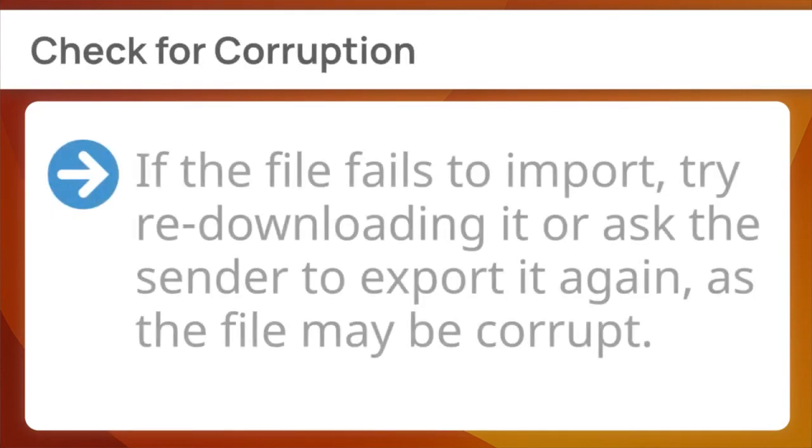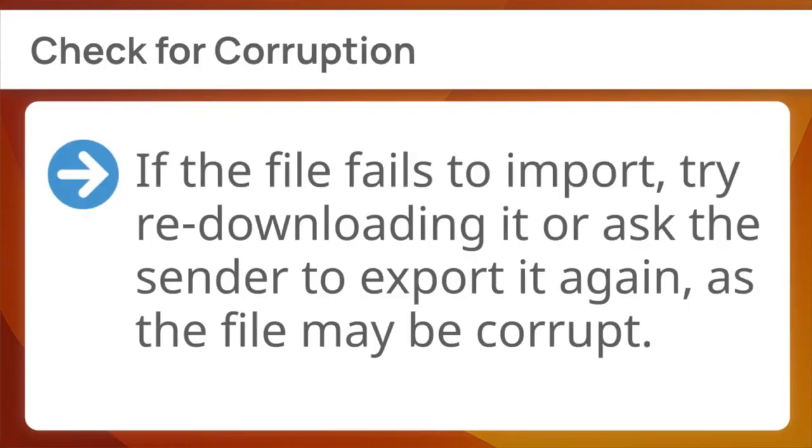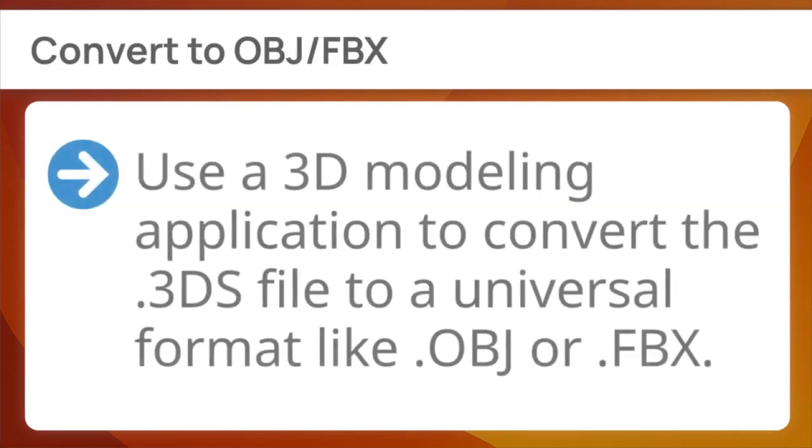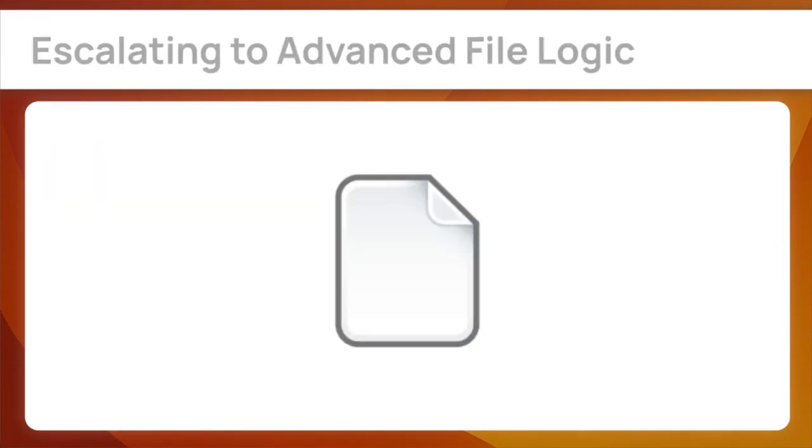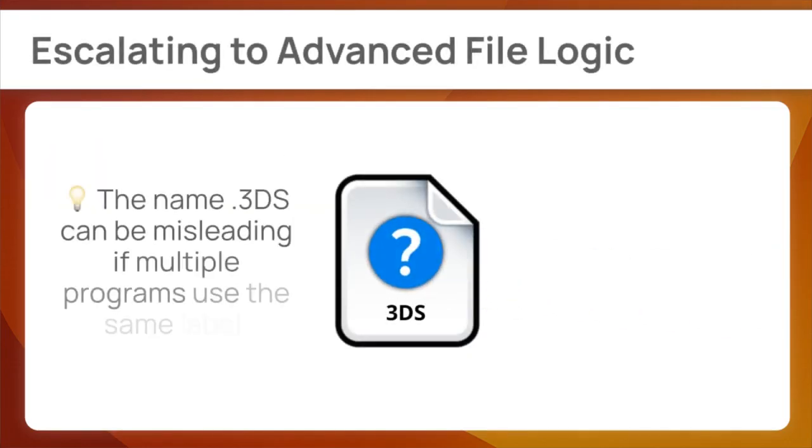Next, check for corruption. If the file fails to import, try re-downloading it or ask the sender to export it again, as the file may be corrupt. Finally, convert to OBJ or FBX. Use a 3D modeling application to convert the 3ds file to a universal format like .obj or FBX. Since thousands of developers share extension names, your 3ds file may belong to a different program than the ones currently on your PC.